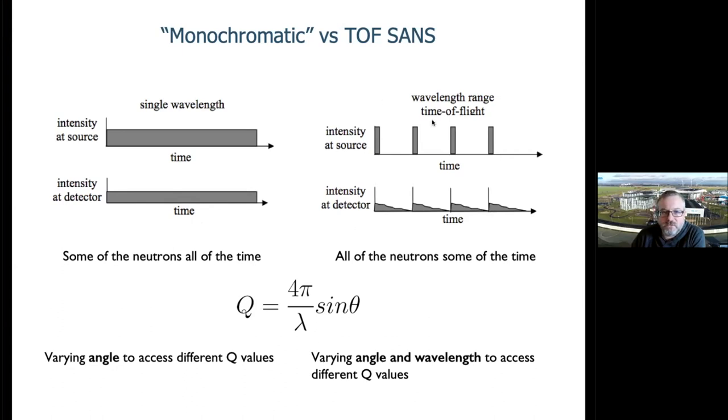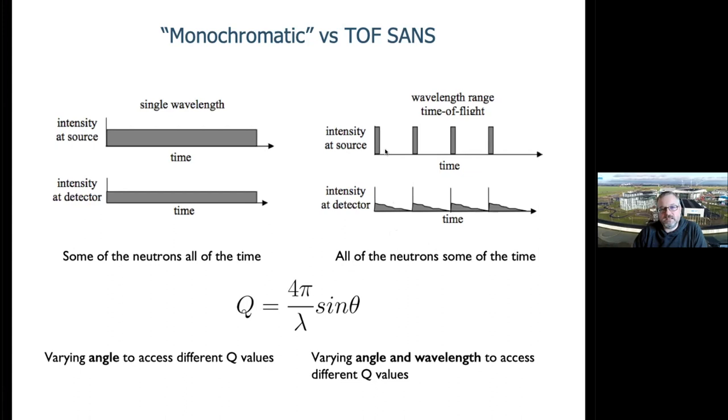So what we do in the spallation source case is we have an intrinsically pulsed source. So neutrons are produced for a short period of time. They come in bursts. And we have all of the neutrons, different wavelengths, produced in this period. What happens then is that the longer wavelength neutrons are slower. They have lower energy. So they take longer to get to the end of the instrument. So they arrive later in time than the neutrons that have shorter wavelengths and go faster.